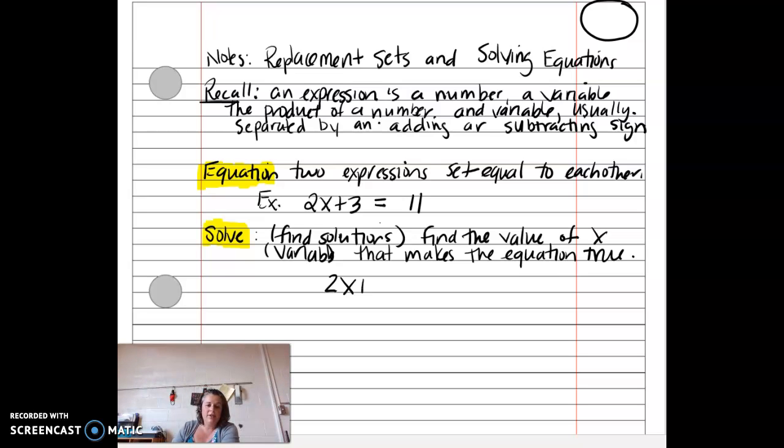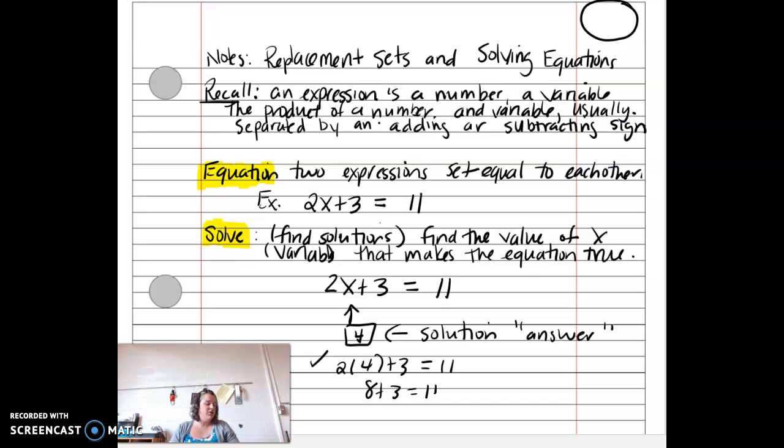So if I give us the problem 2x plus 3 equals 11, we know the value of 4 works, because when I take 2 times 4 and I get 8 plus 3, I get 11. This is your solution. X has to be 4. It is our answer. Because when we check this out, 2 times 4 plus 3, does this equal 11? 8 plus 3, yep, that equals 11, following our order of operations.